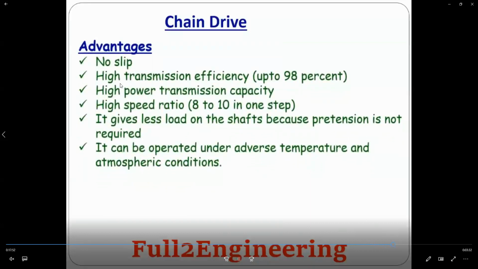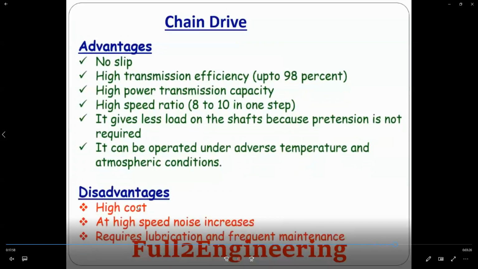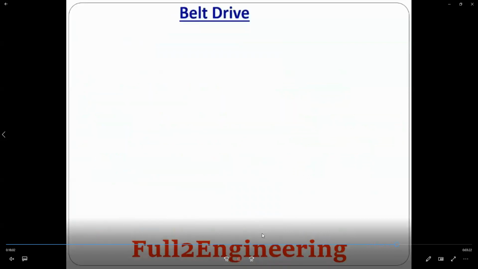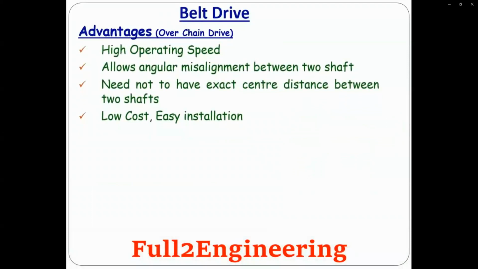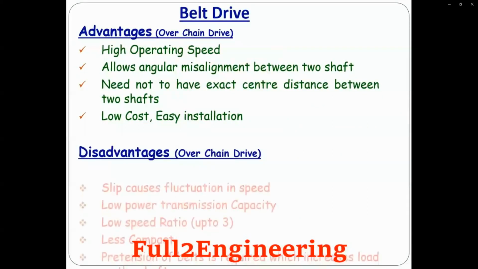Okay, it has a lot of advantages. No slip and high power transmission, very effective. The speed can be very fast. Disadvantage, high cost. And the noise. When you run at high speed, there will be a lot of noise compared to belt. Okay, this one is the advantage for the belt, high operating speed. Disadvantage to the chain drive.